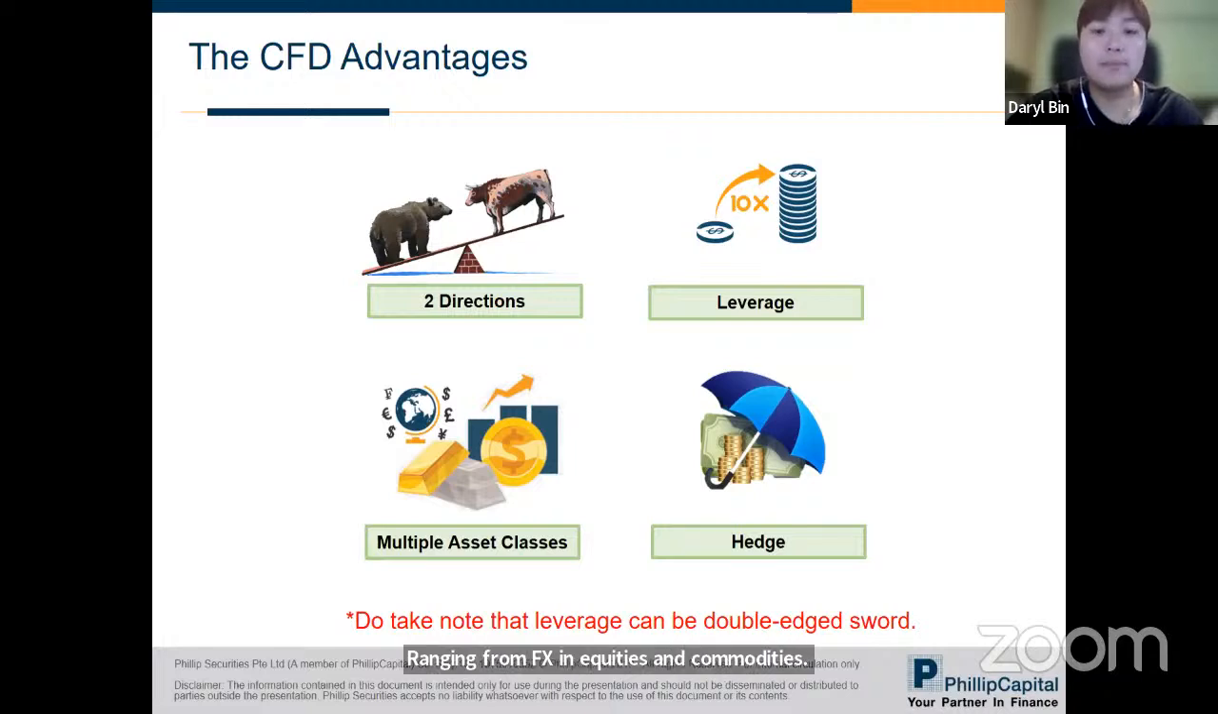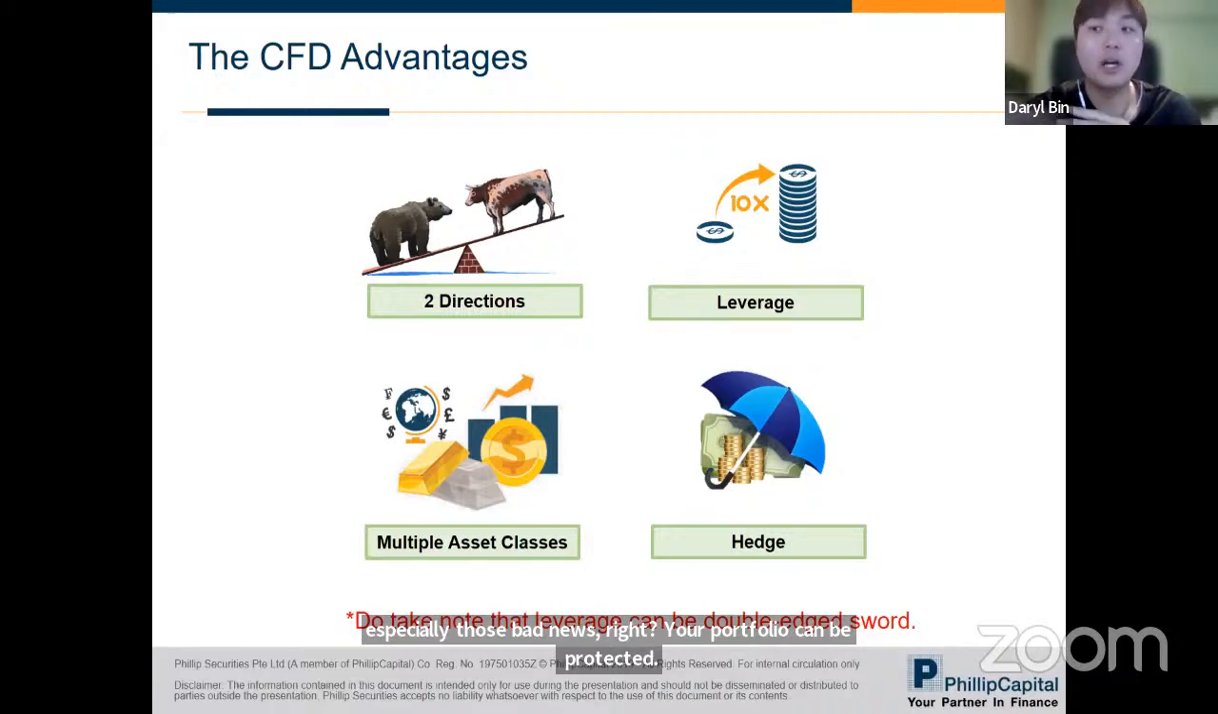And lastly, one reason why people use CFD is because of hedging. Hedging is like an insurance. In the event of news, especially bad news, your portfolio can be protected. So we can hedge our portfolio against the news.